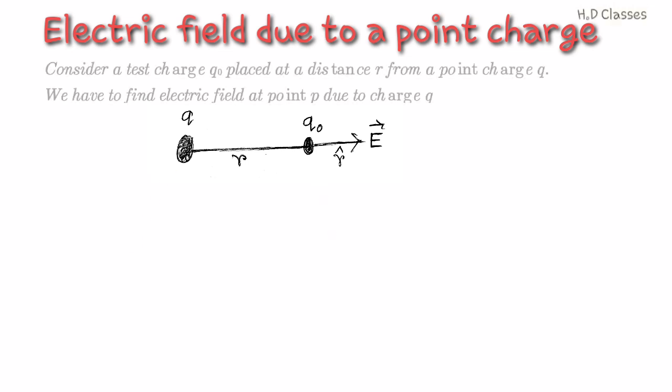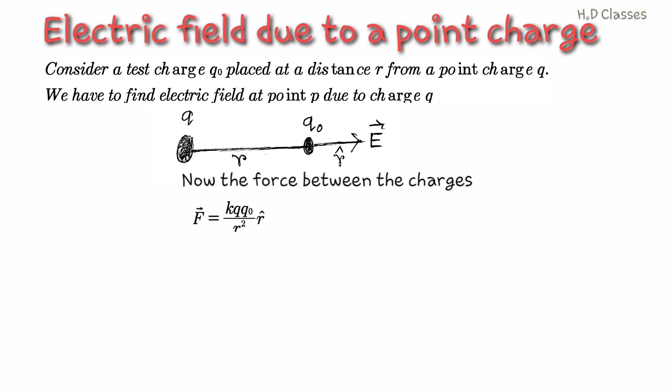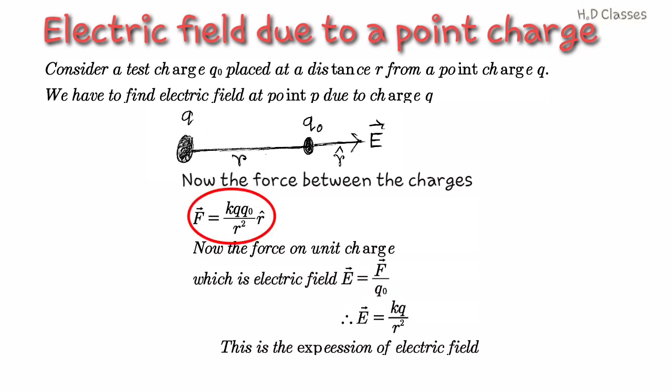Now we will discuss the derivation of electric field due to a point charge. Consider a test charge Q0 placed at a distance r from a point charge Q. Now the force between the charges Q and Q0 is equal to 1 by 4 pi epsilon naught Q Q0 divided by r square, whole into r cap, where r cap is the unit vector along the direction of force.